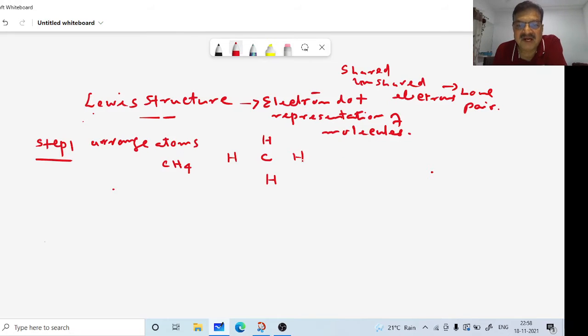That means around carbon, carbon can form at the most 4 bonds. Therefore, around the carbon, you should not keep more than 4 atoms. That is the first approximation.